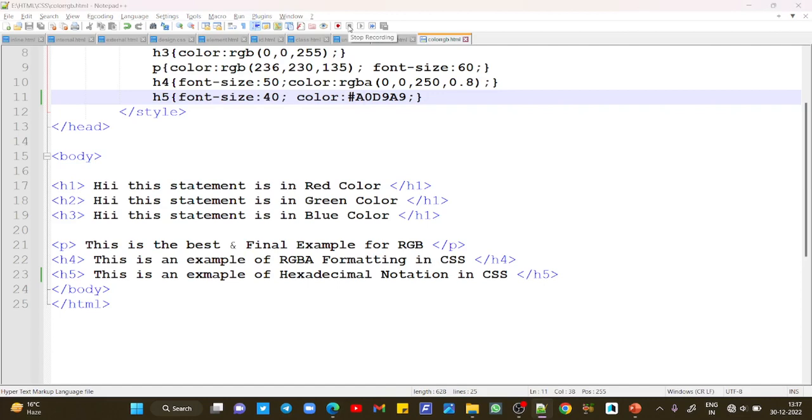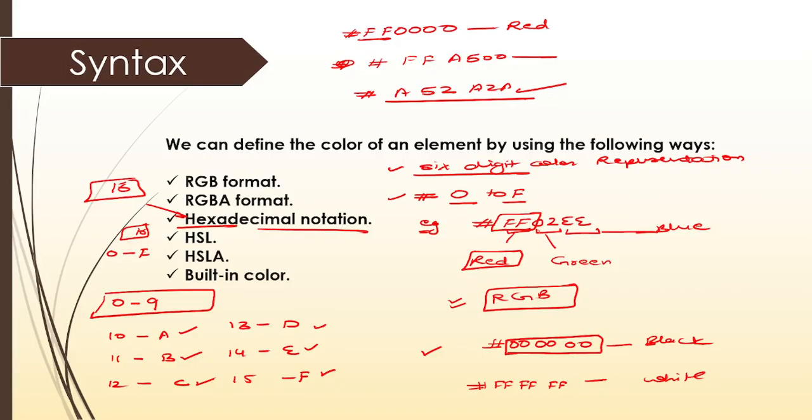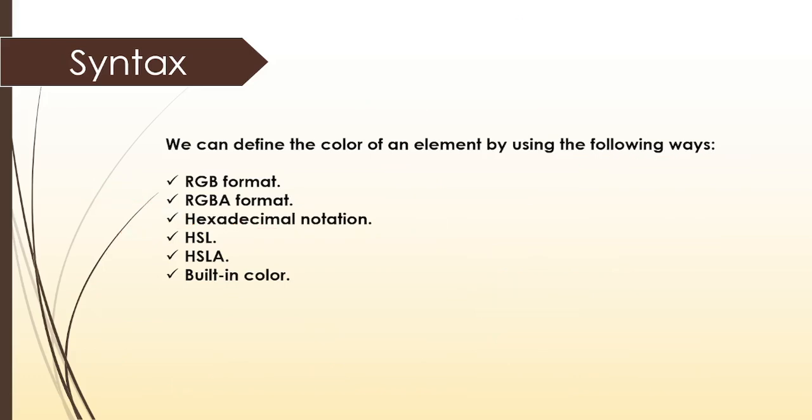So one more type we are going to discuss now is HSL. So HSL is what? Here we have three different terms, H, S and L. So here H stands for hue, S stands for saturation, and L stands for lightness. So the full form of HSL is hue, saturation, lightness.